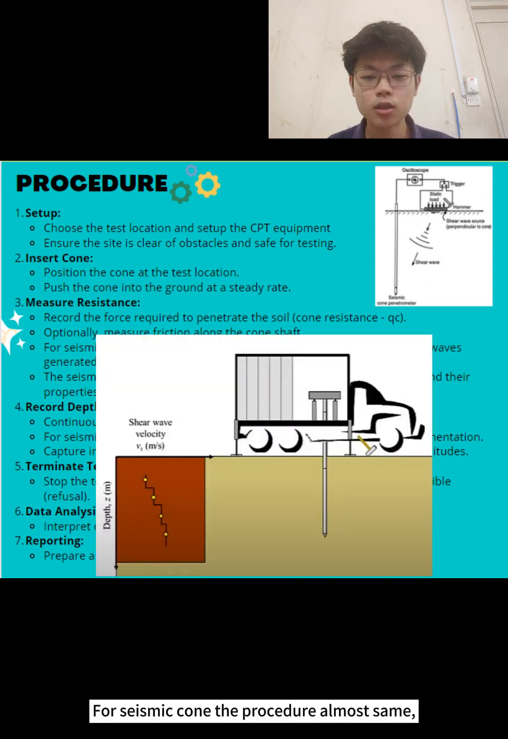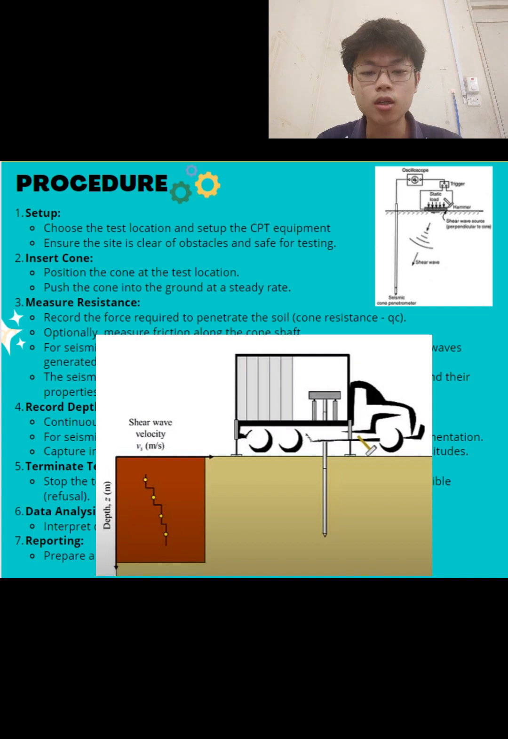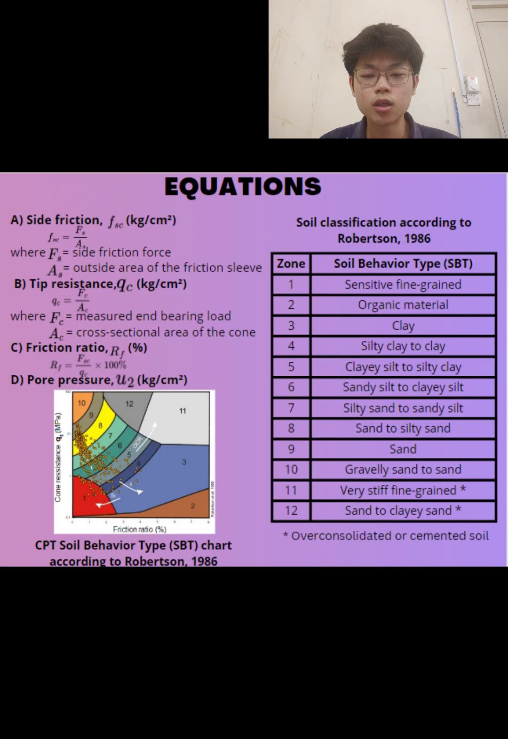For seismic cone, the procedure is almost the same. The only difference is the probe will stop when it penetrates to a certain depth, and the shear wave is generated at the ground surface by hitting the truck supports or by other alternatives. The geophone will receive the waves and obtain the values for wave velocity at that point. The process is repeated at different depths, and finally we get a plot of shear wave velocity against depth.